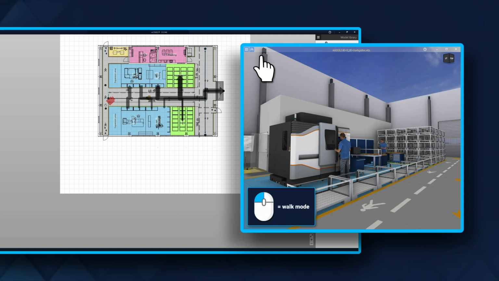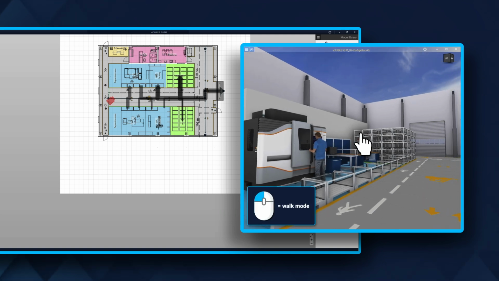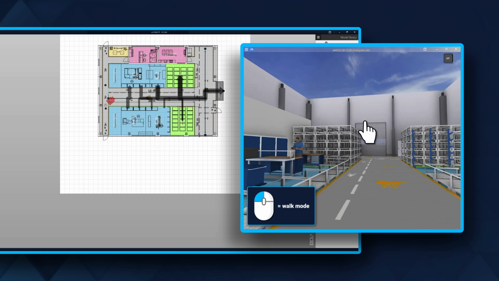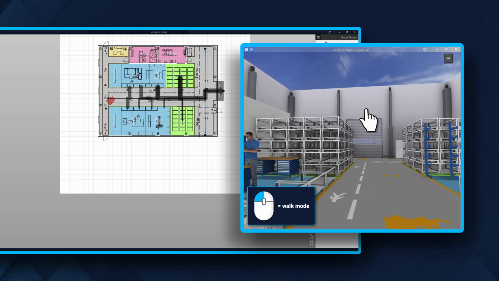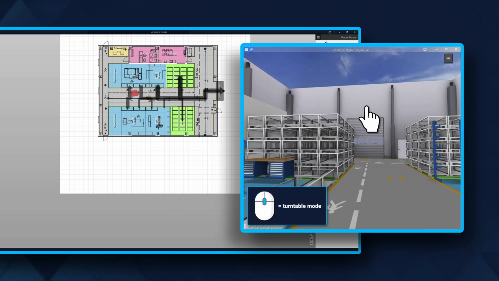Feature 1. Walk mode. Press the left mouse button and navigate by moving the mouse in the direction you want to go. Feature 2. Turntable mode.